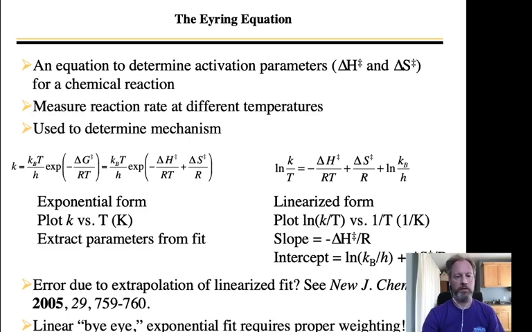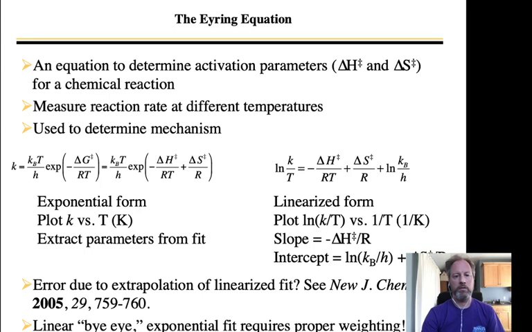You can extract delta H and delta S from the exponential fit. The linearized form is much easier to use, and that's the form that we'll use in Chem 104. You plot the natural log of the rate constant divided by temperature versus 1 over temperature in Kelvin. The slope is minus delta H double dagger over R, and the intercept is blocked, but this PowerPoint is on Sakai. So the intercept is the sum of delta S over R plus the natural log of kB over h.